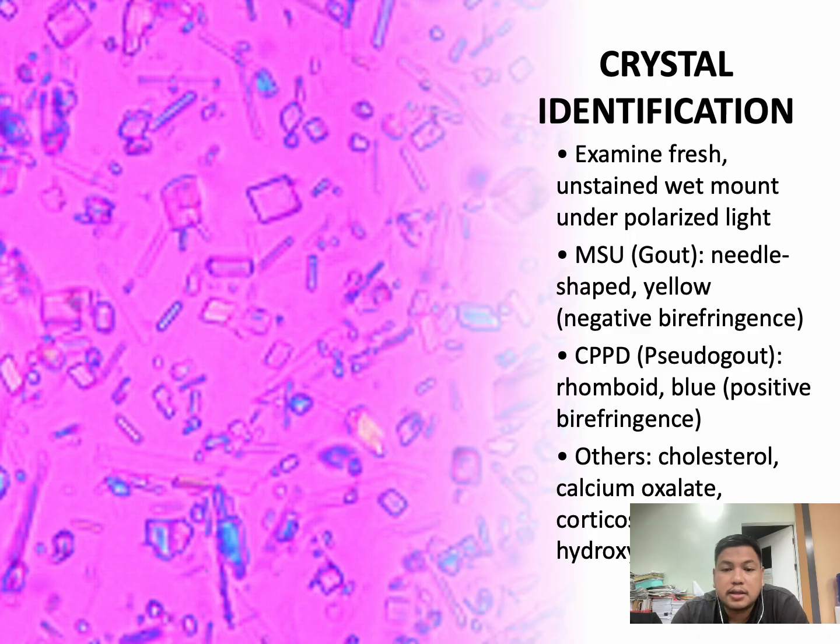Monosodium urate is the cause of our gout. It is needle-shaped, yellow, with negative birefringence. Calcium pyrophosphate dihydrate is the one that causes our pseudogout. Its shape is rhomboid, color blue, with positive birefringence. There are other types of crystals, like cholesterol and calcium oxalate, which are less common and less pathologic compared to these two types of crystals.